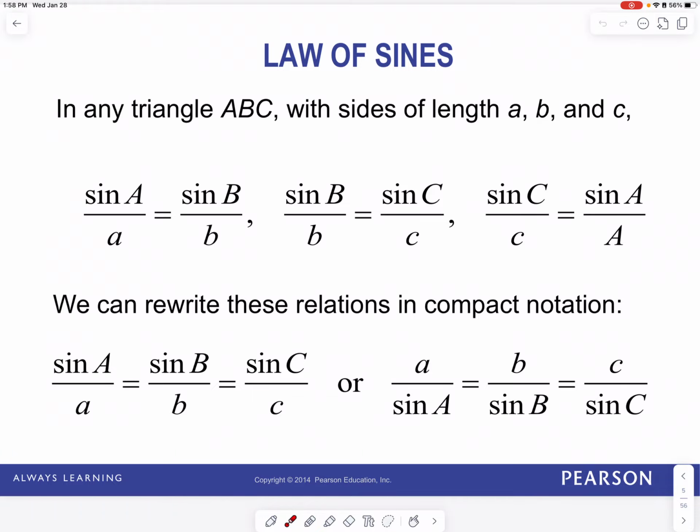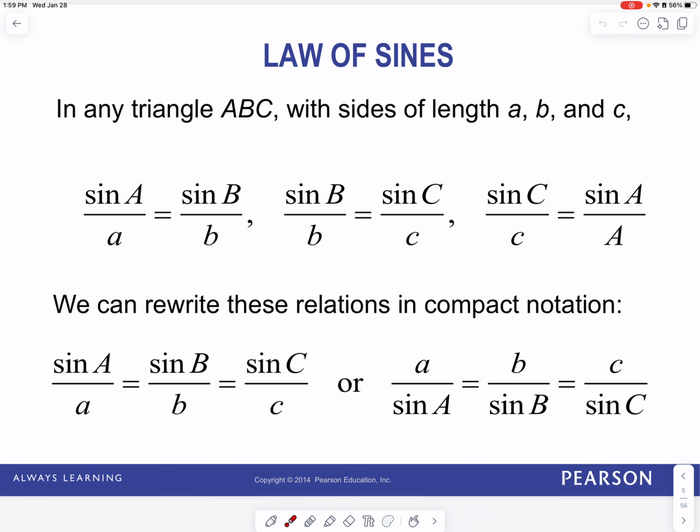In any triangle ABC with sides of length a, b, and c, the sine of A over a equals the sine of angle B over b, and the sine of B over b equals the sine of C over c, and the sine of C over c equals the sine of A over a. We can write these relations in compact notation: sine A over a equals sine B over b equals sine C over c. The reciprocal is true as well: a over sine A equals b over sine B equals c over sine C.